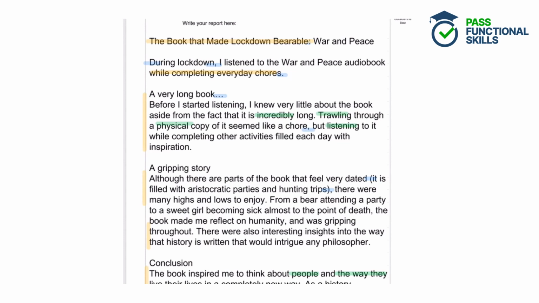So when you're thinking about formatting your answer, you need to consider the text type that you're writing. And here we need to write a report. So the features of a report include a heading, and reports often also have subheadings. So we have subheadings which give a short summary of what each section is going to be about.